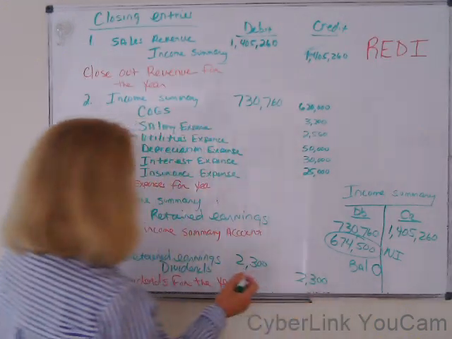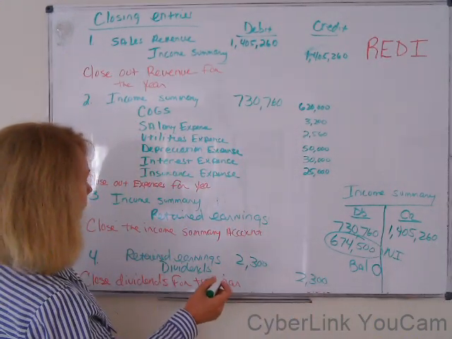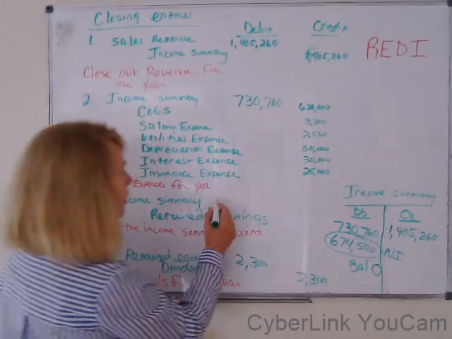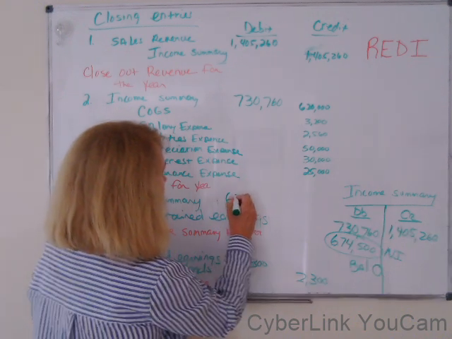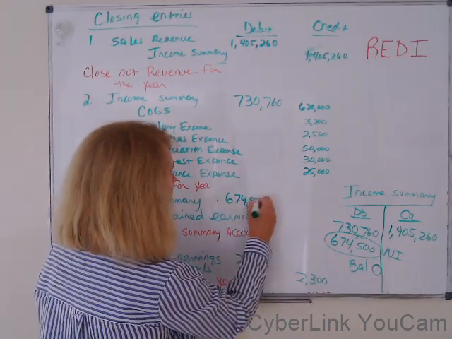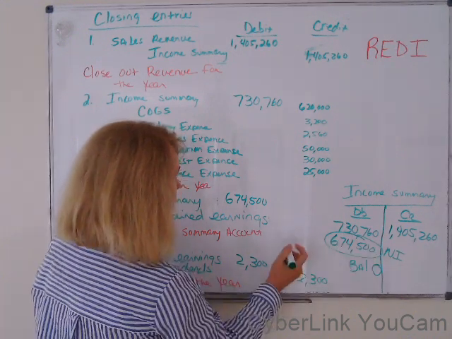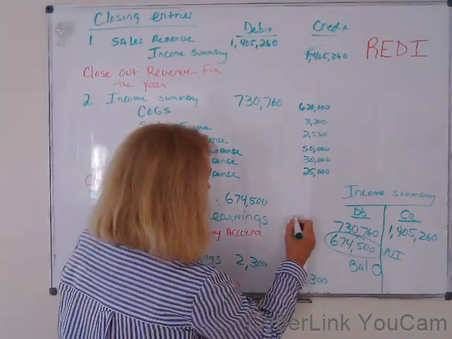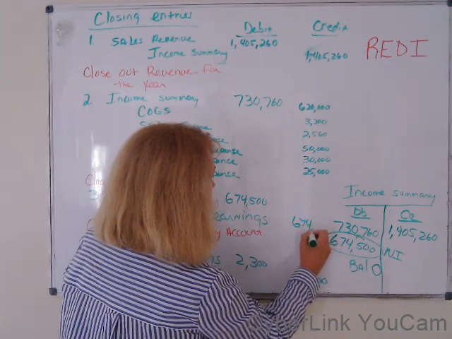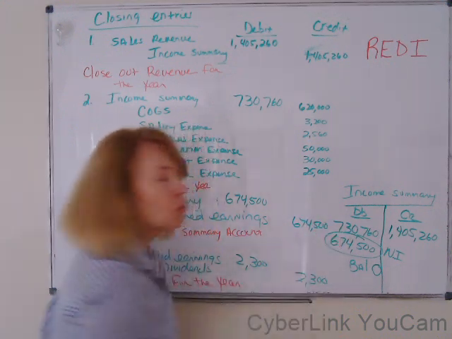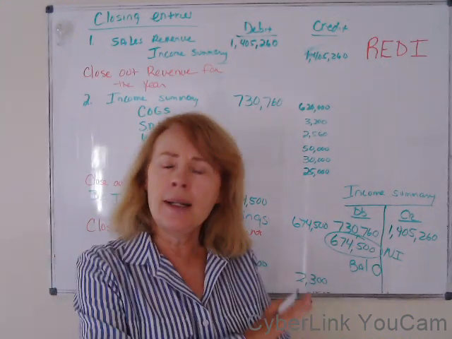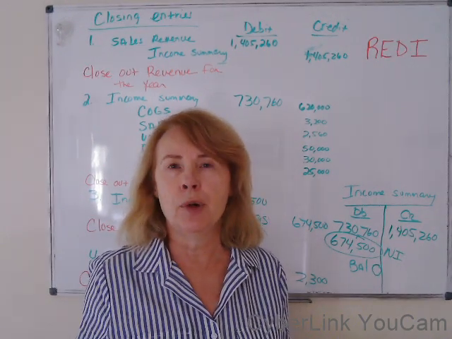So I go over here and I'm going to debit my income summary, $674,500. And now I'm closing my net income to retained earnings, $674,500. So that's your third closing entry. Now we're done with the income summary account.